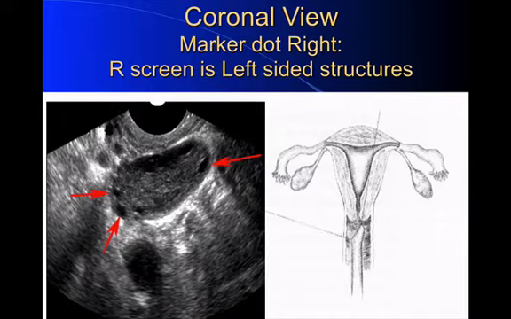So for the coronal view, our marker dot is right, and this is the view I like to find the ovaries in. The right side of the screen is left-sided structures. And when I look for the ovaries, I move my probe a centimeter deeper and a little bit lateral to the uterus. Just below this ovary here, we see an anechoic structure, which is the internal iliac vein and artery in the anatomic location that we will usually find it.